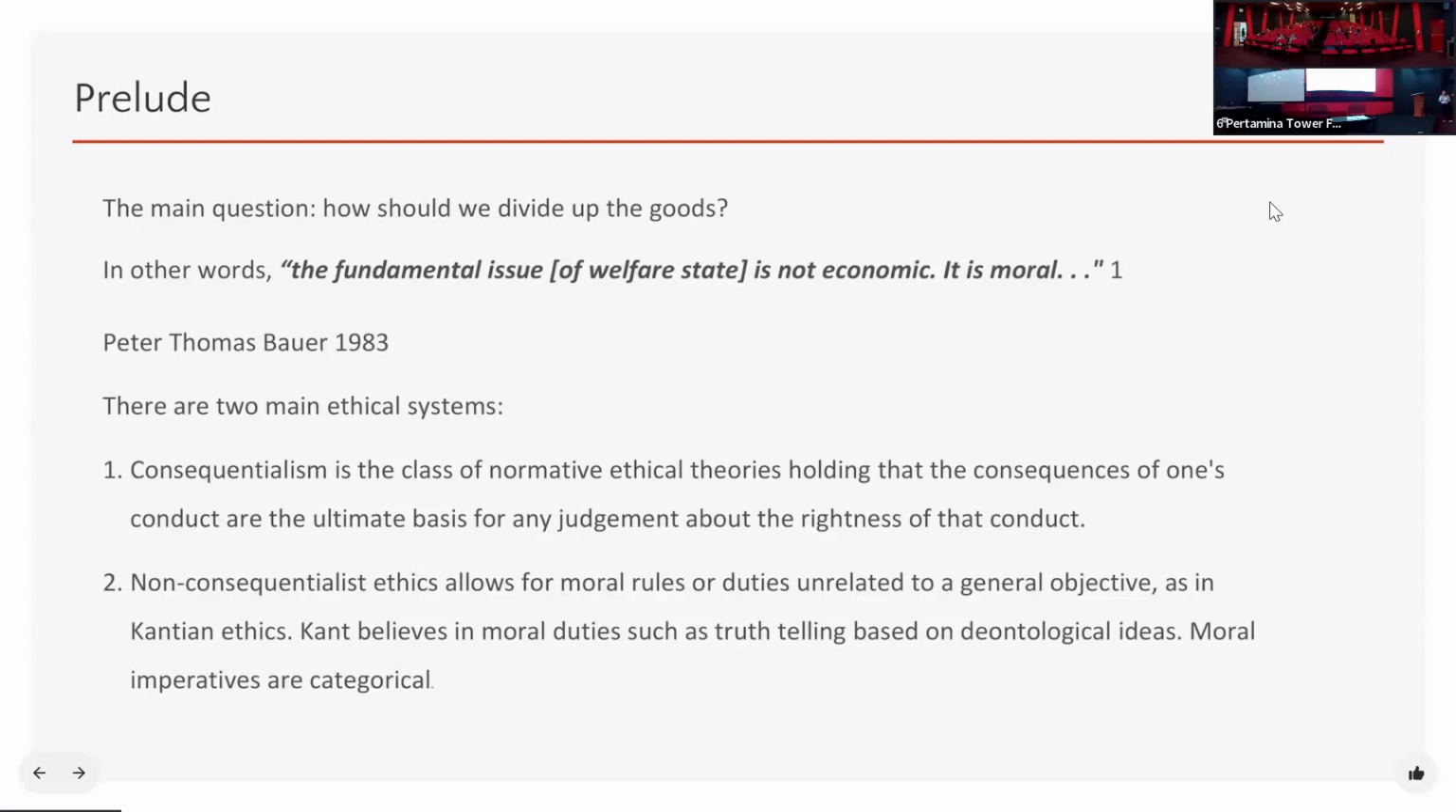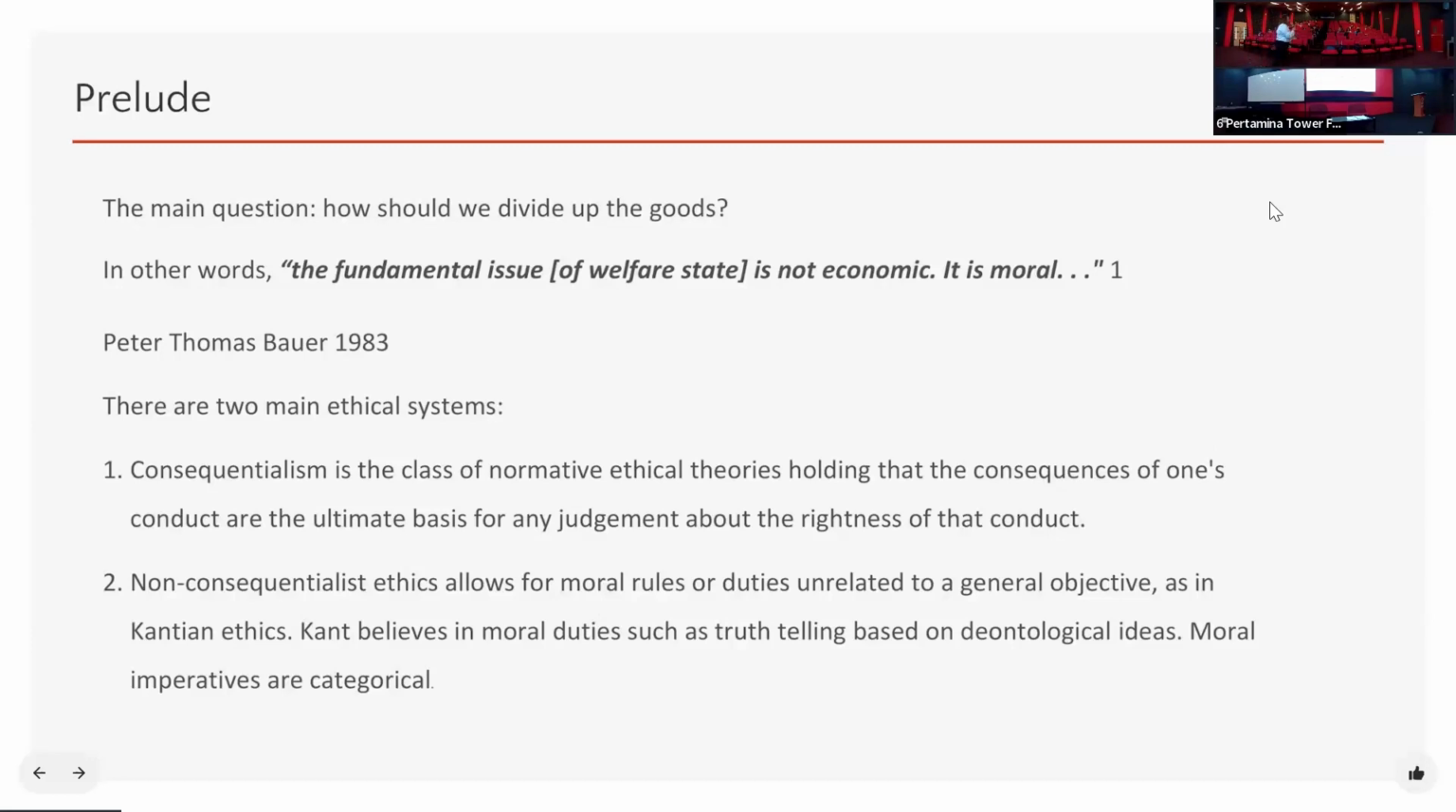So the first one is this class of ethical theories that say that the consequences of one's conduct are the ultimate basis of any judgment about the right or the wrong of that conduct. So, have you heard the expression white lie? It's a little lie, okay?